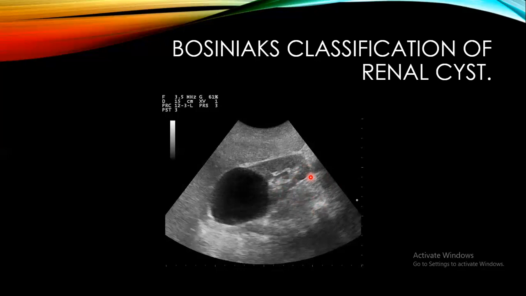So we have 3 or 4 indications for intervention. I will repeat it. The first one, the cyst bigger than 10 centimeter. The second one, recurrent infection and hematuria. And finally, the cyst may cause compression of the ureter, especially in the lower pole. So if we have those symptoms, we have to intervene. The method of intervention is by 2 methods.